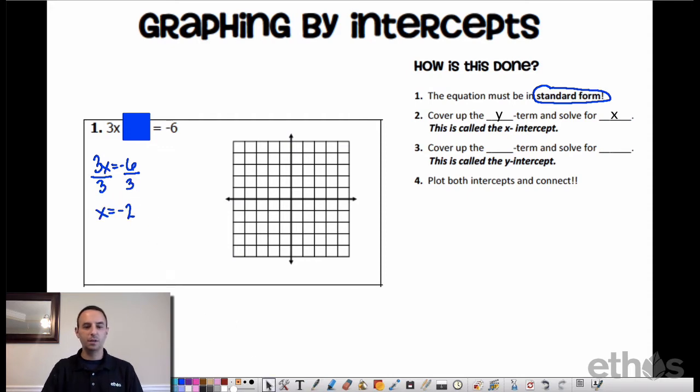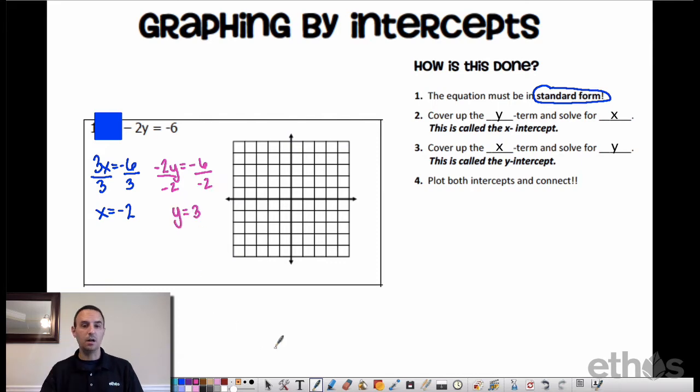Then I'm going to come over here and do the same thing, and this time I'm going to cover my x term and solve for y. So I'm going to grab a different color. This time I've got -2y is equal to -6. So everything is divided by -2, and y is equal to 3. So what that gave me are my two intercepts. The y-intercept is equal to +3, and my x-intercept is equal to -2.